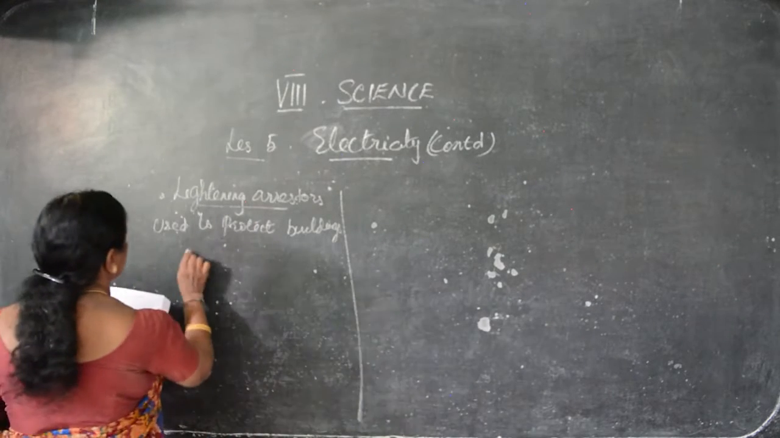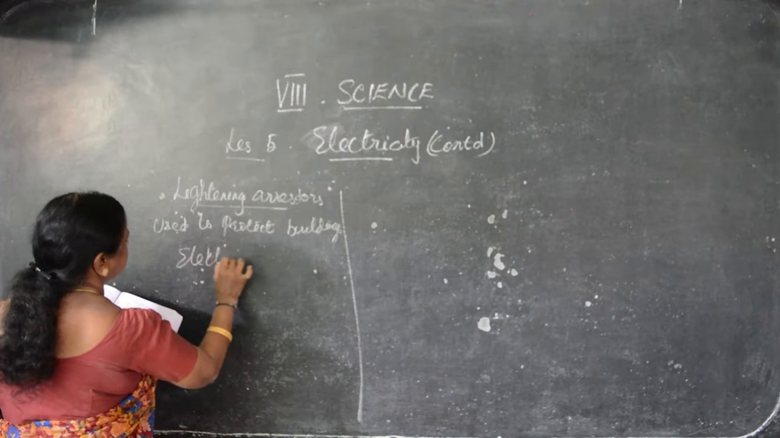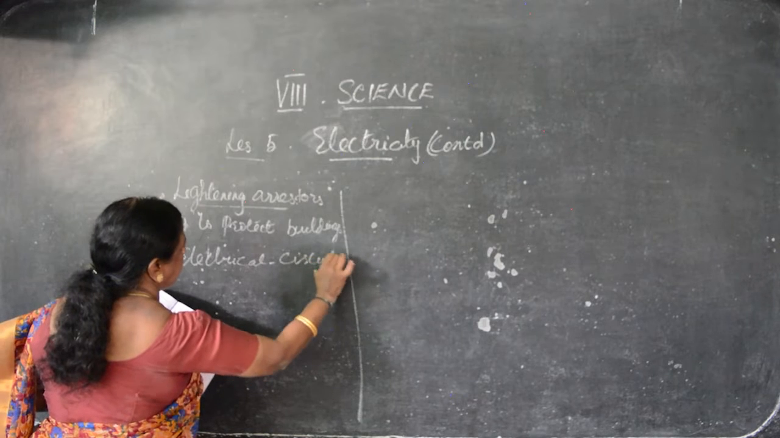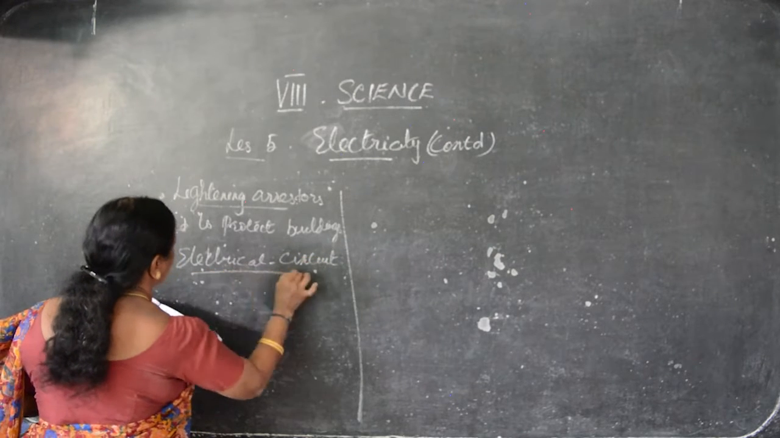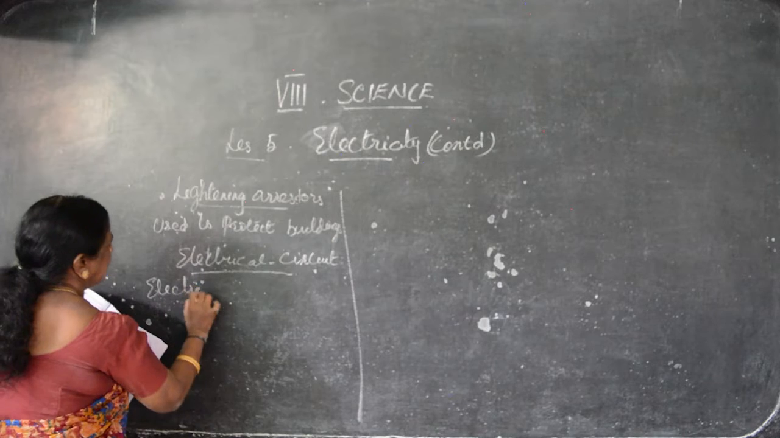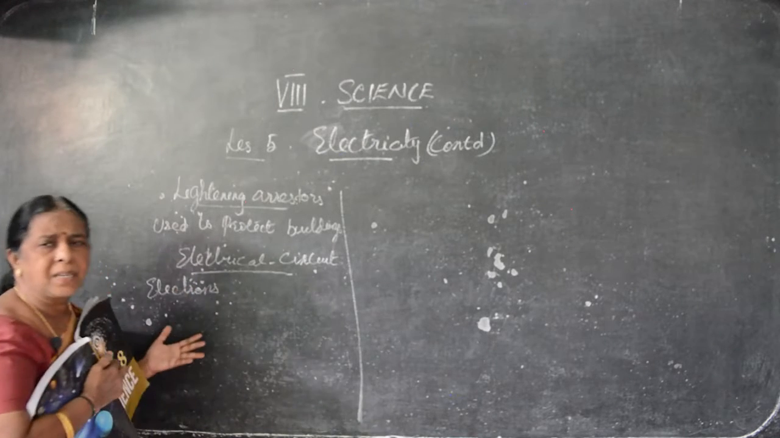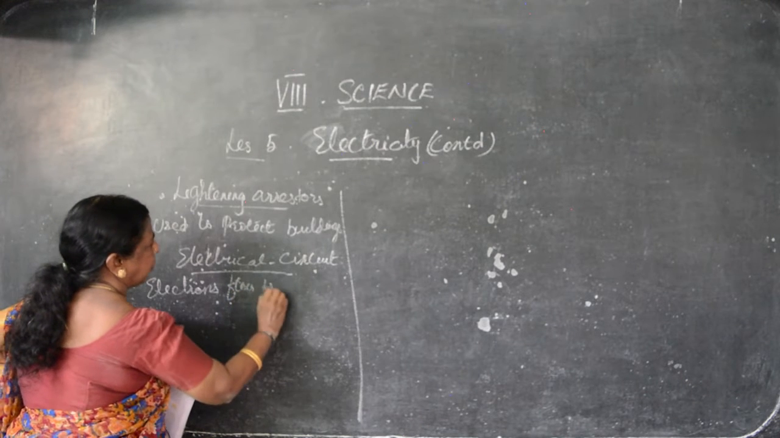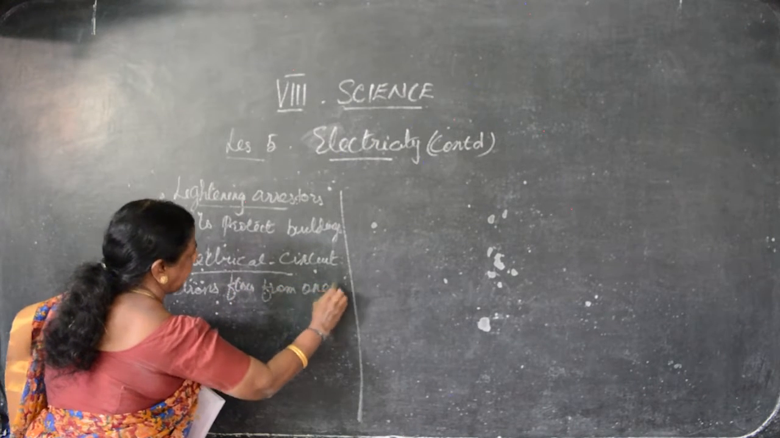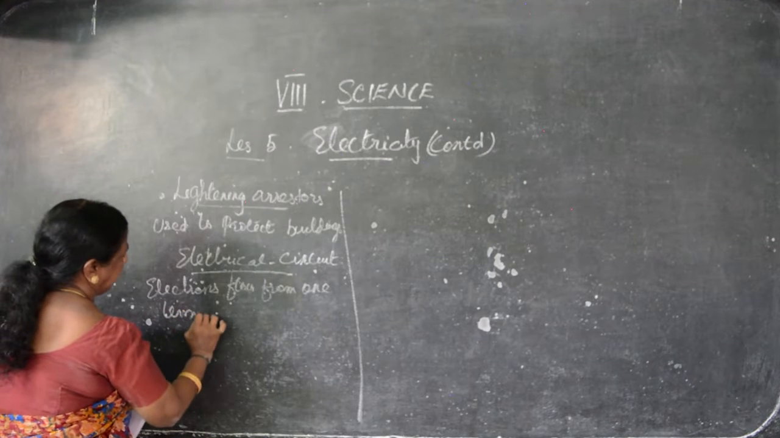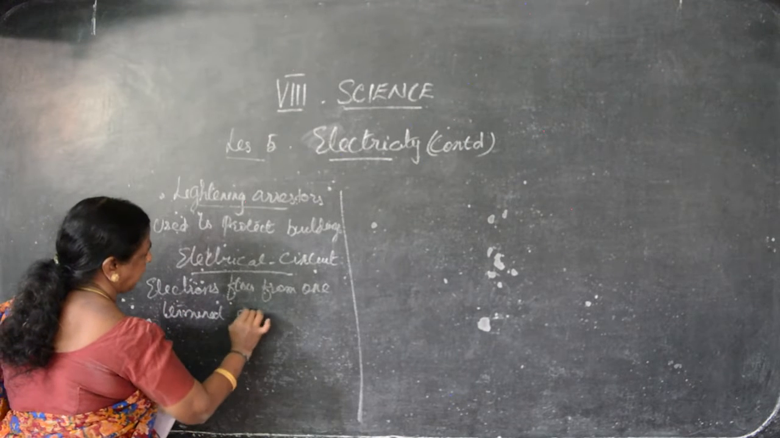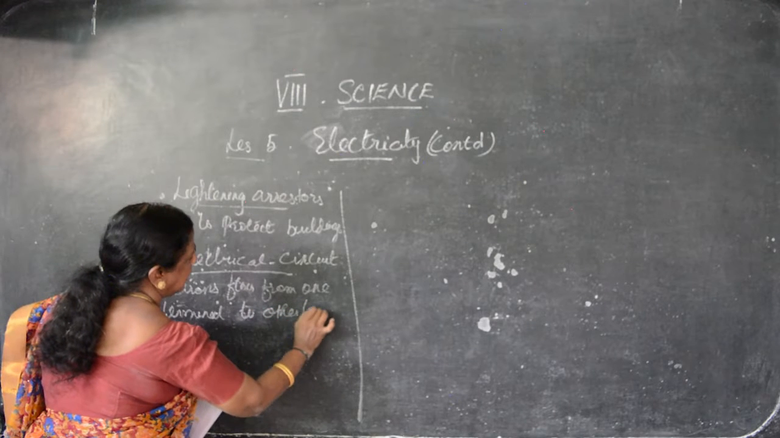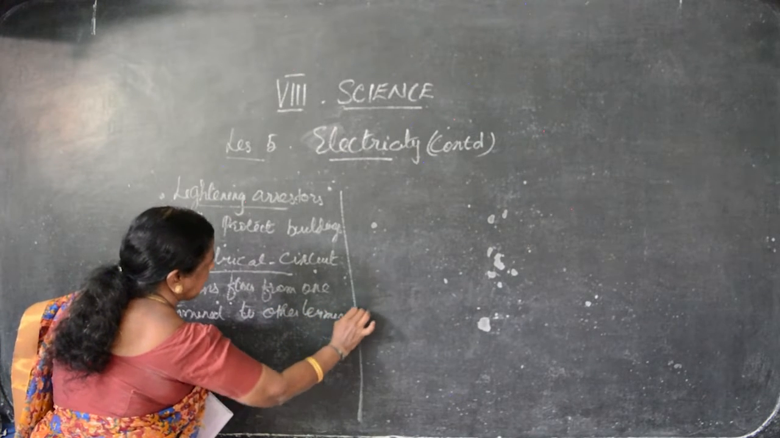Now next one, electrical circuit. Electrons flow. What is electron? That is electricity. The flow of electrons only is known as electricity. Children, don't forget that. Electrons flow from one surface to other surface, from one terminal. Terminal means what? One place to other terminal. This is known as what? Electrical circuit.